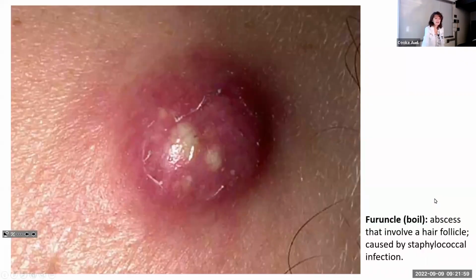Here's another example. This is called a furuncle or a boil, which is an abscess involving a hair follicle, usually caused by a staphylococcal infection. How would you describe this? What are the two signs of inflammation that you see here? Tumor, rubor, right? I don't know color, I have to touch it. Dolor, I have to ask. So I see tumor, I see a swelling, and I see rubor, I see erythema, and I see some white spots here. This is the pus.